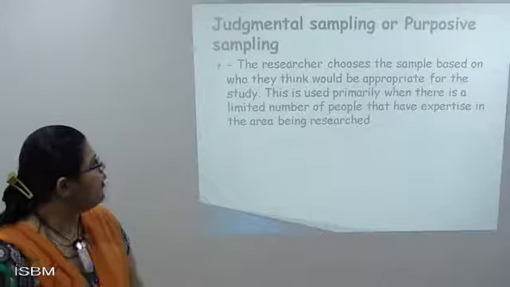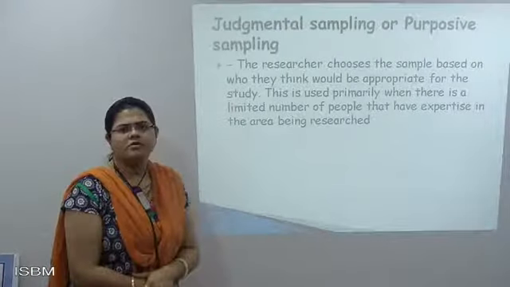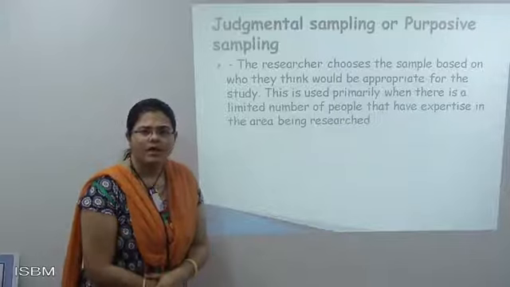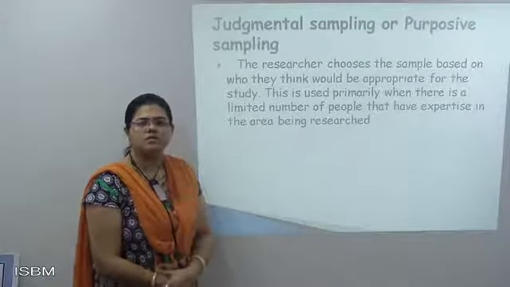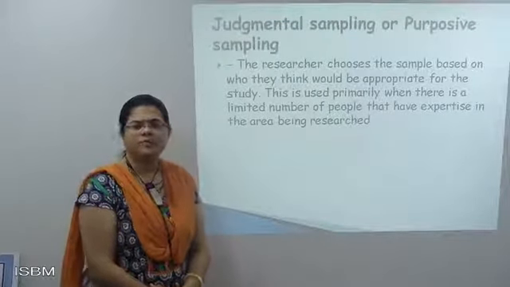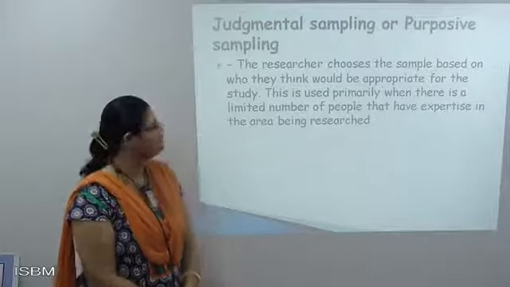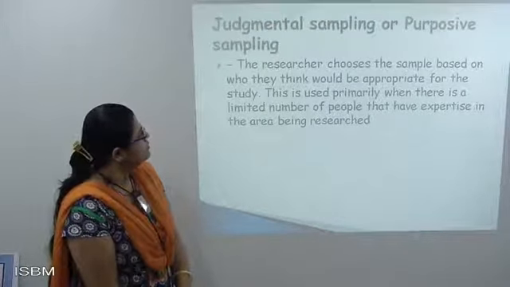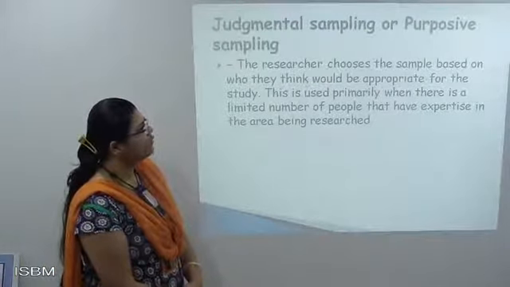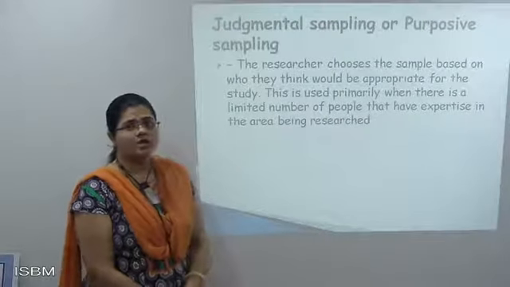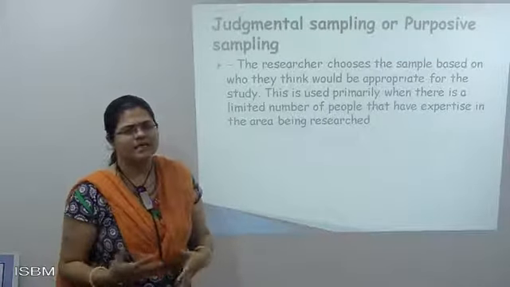Now I have one more method which comes under non-probability, that is purposive sampling or judgmental sampling. Here you just judge the people and do whatever survey you want to do. Through judgment you collect the information relating to non-probability. The researcher chooses the sample based on who they think would be appropriate for the study. So here the researcher chooses the sample, which means it is a judgment type.